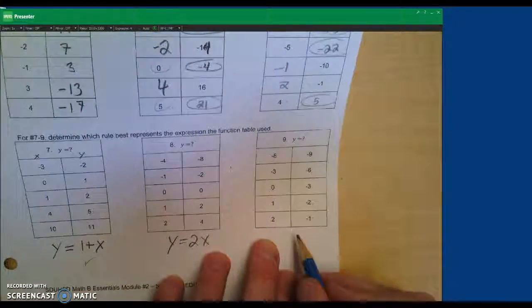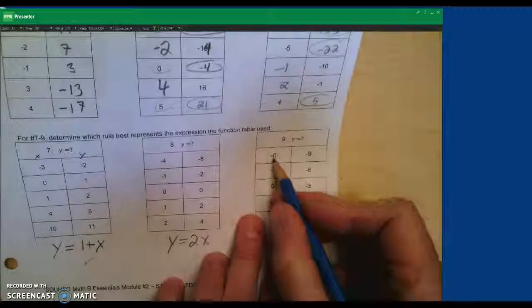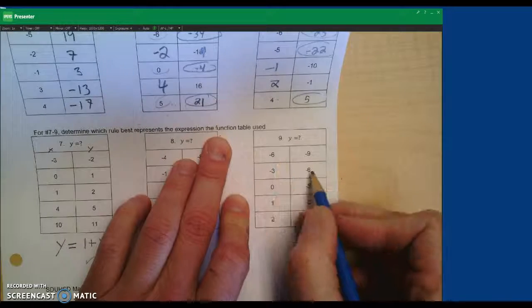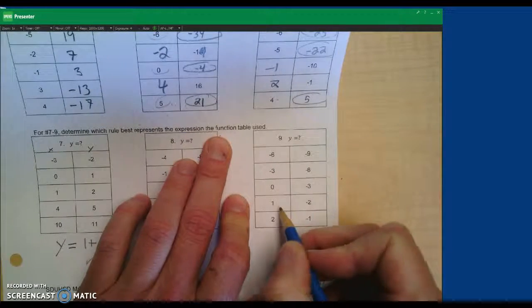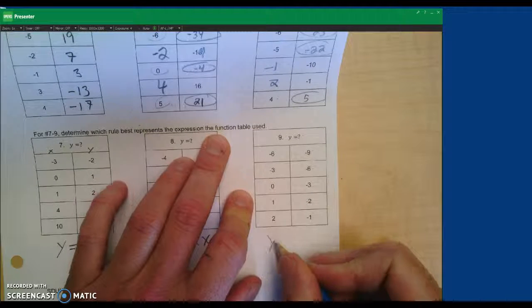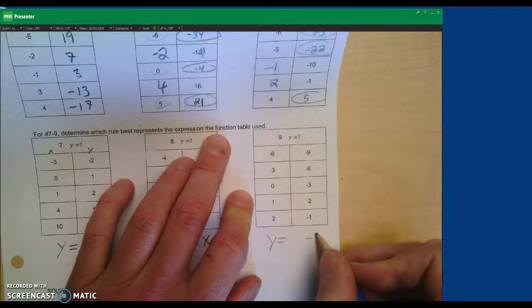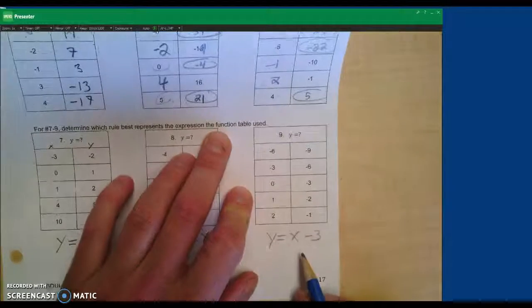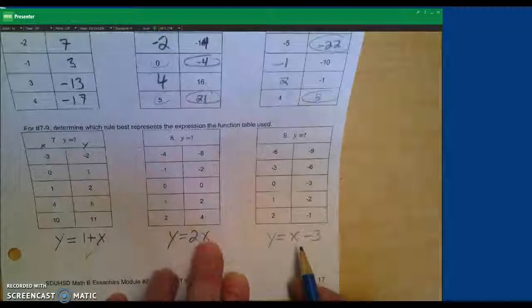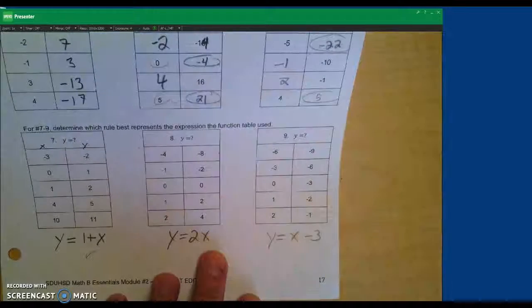And then this one, I'm looking here, and it looks to me like this side and this side are always exactly 3 units apart. In this case, it's the y value is 3 less than the x value, and I'm hoping you guys came up with that. So that's the lesson for the day.